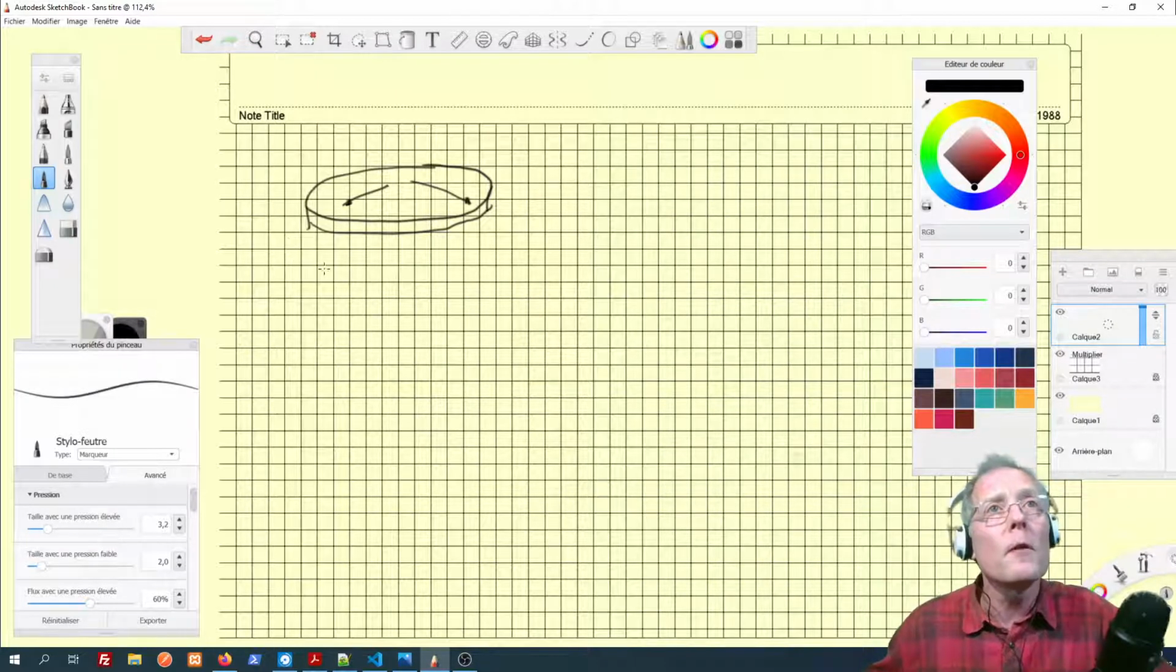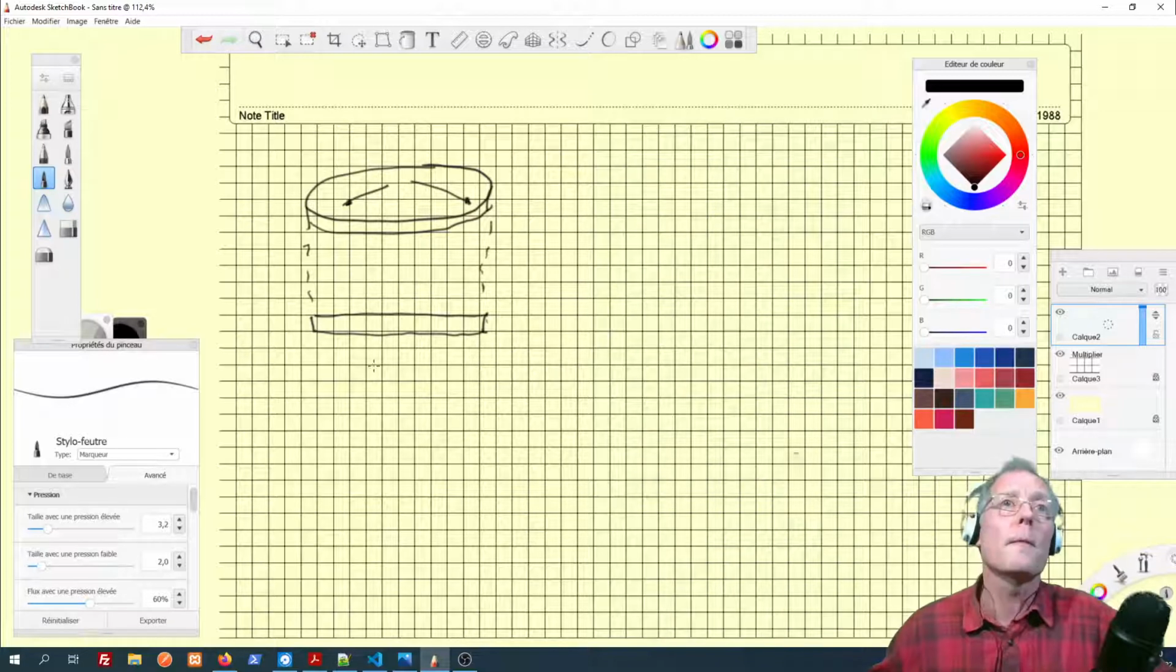What I want to know, if I look at it from the profile here. What I want is a glass over it, but I don't want a flat glass, I want a bumped glass. Something like this. Okay, how can I do that?